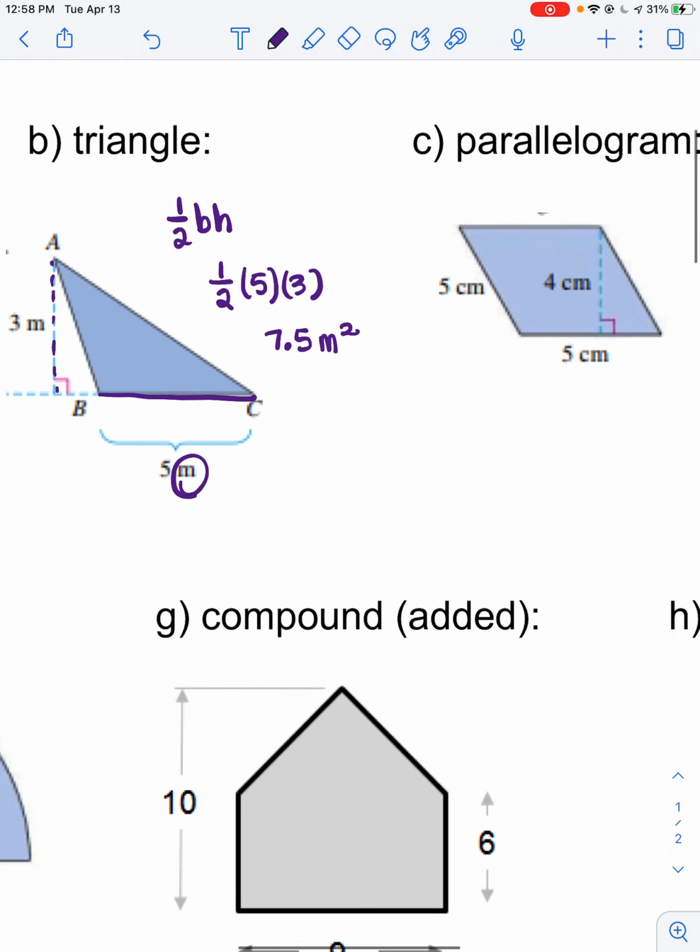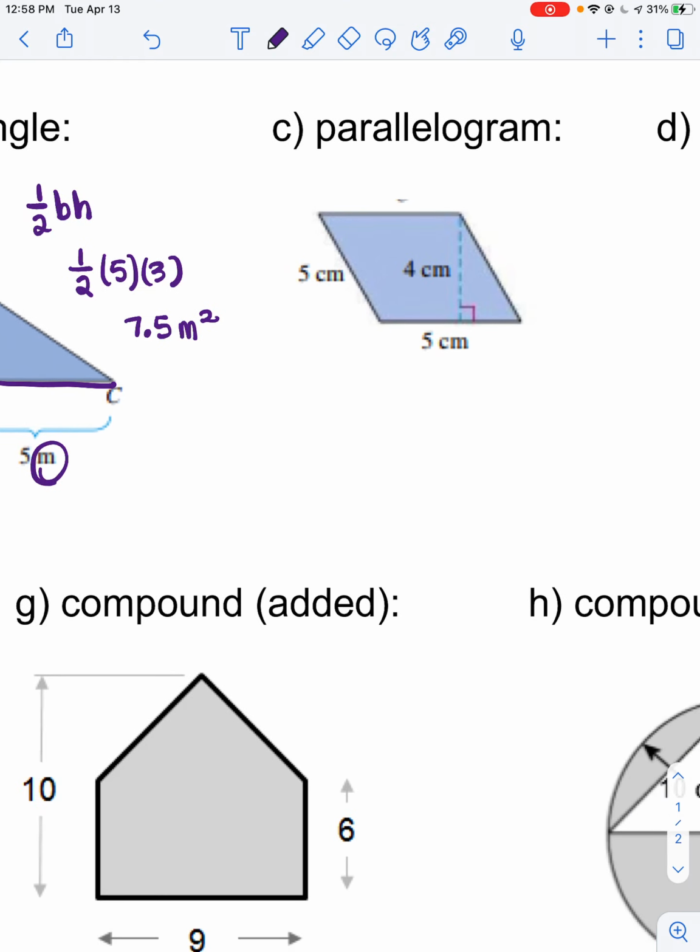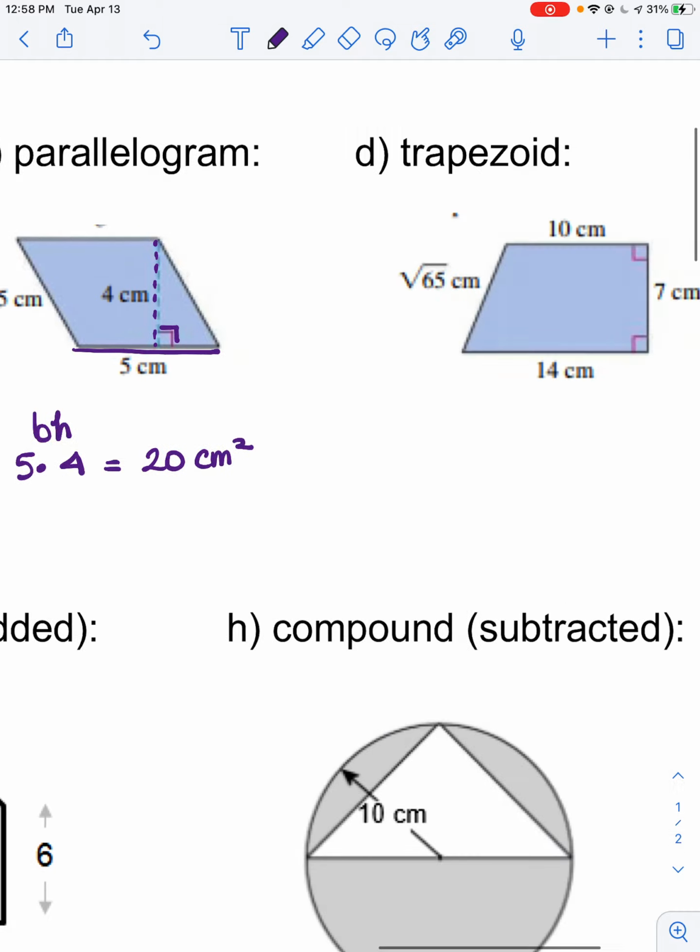So what's next? This parallelogram. The area formula for a parallelogram is just base times height. But really the question is, what's the base and what's the height? Here, my height is given by this dashed line. See, it makes a right angle, that makes it the height. So that would be 4 centimeters, and my base then would be the one that's perpendicular to that, which is 5 centimeters. 5 times 4 is just 20. So this is 20 centimeters squared.